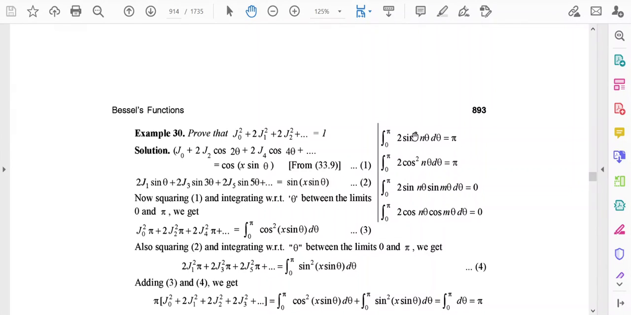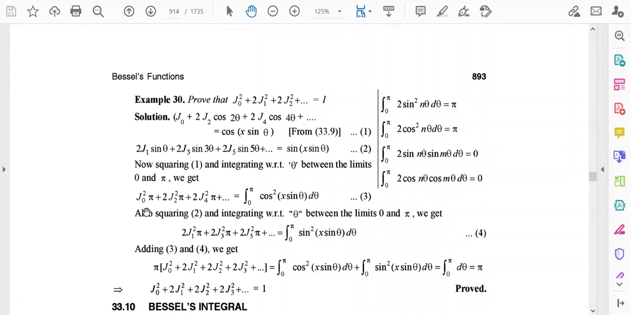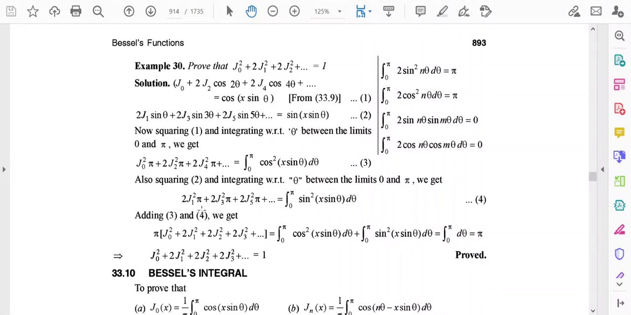Using these results of the integration in the left hand side, we obtain this series, that is j0 square pi plus 2 j2 square pi plus 2 j4 square pi and so on. And this is the right hand side. Similarly, if we square equation number 2 and integrate, we will obtain 2j1 square pi plus 2j3 square pi plus 2j5 square pi, and on the right hand side the integral from 0 to pi of sine square x sine theta d theta.